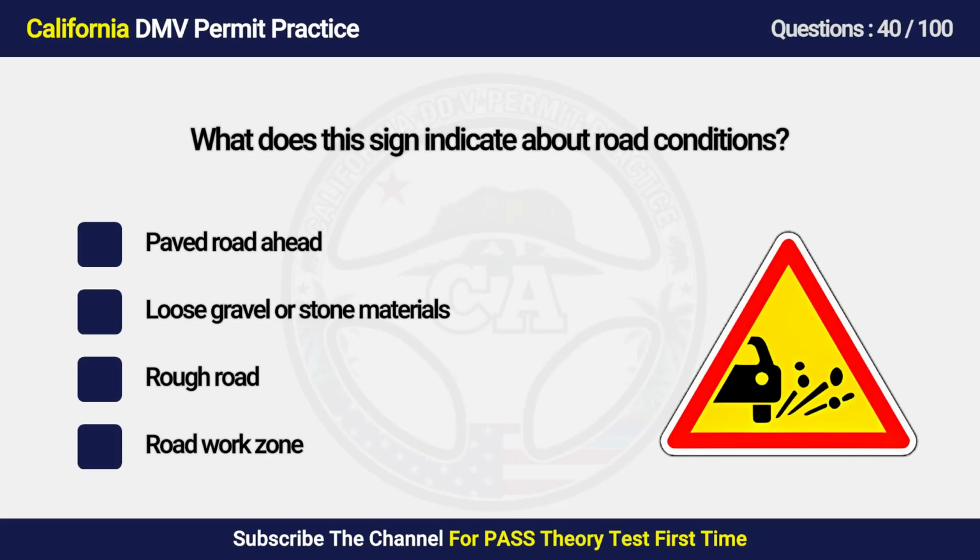Question 40. What does this sign indicate about road conditions? A, paved road ahead. B, loose gravel or stone materials. C, rough road. D, road work zone.